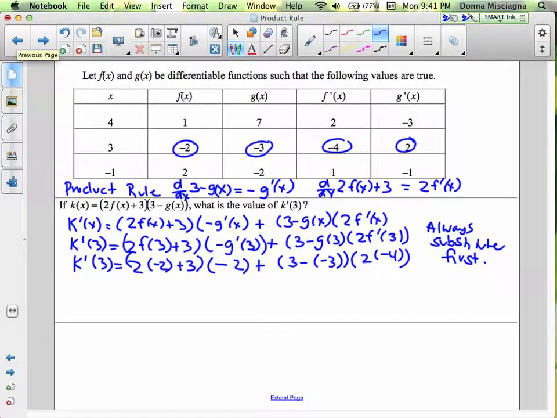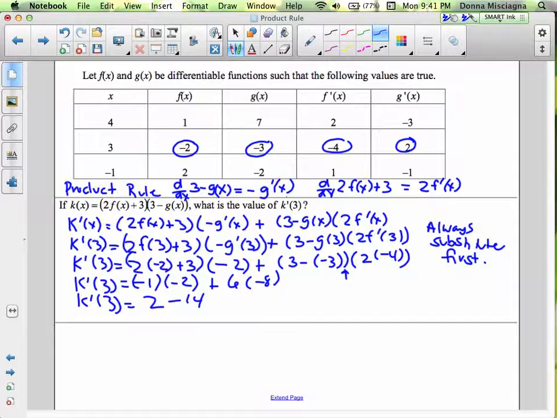Now all we've got to do is multiply and add some numbers together. Negative 4 plus 3 is going to be negative 1, times a negative 2, plus 3 minus a negative 3, that's going to be 6, times 2 times negative 4, that's going to be negative 8. A lot of parentheses there. So k prime of 3 is equal to 2 minus 14, and so that's going to be negative 12.